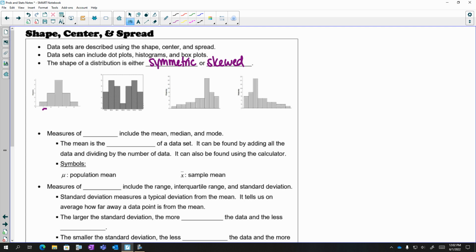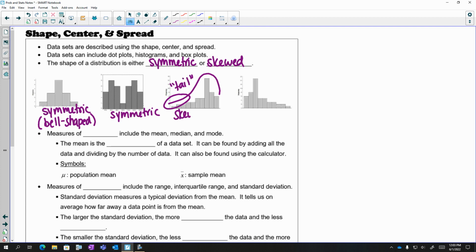So my first one is symmetric. It would also be what we call a bell-shaped graph. Our second one is also symmetric, but this one is not bell-shaped. It may be called bimodal. You can see that as well. My next two are both skewed, and they're skewed in the direction of their tail. So this one is skewed left, and this one is skewed right.